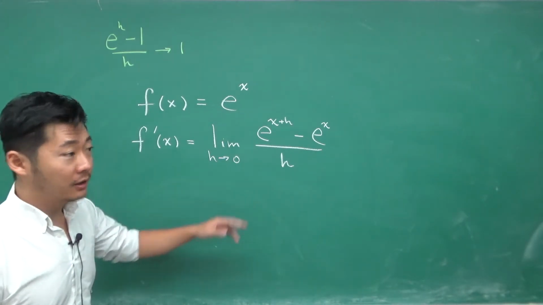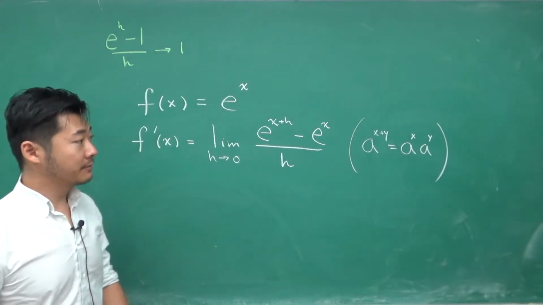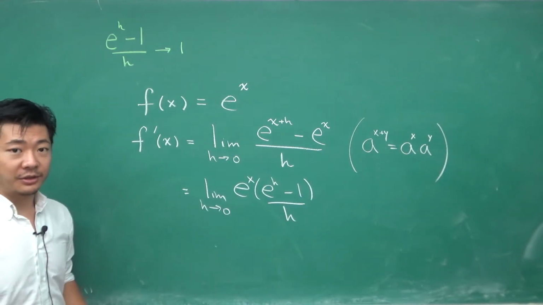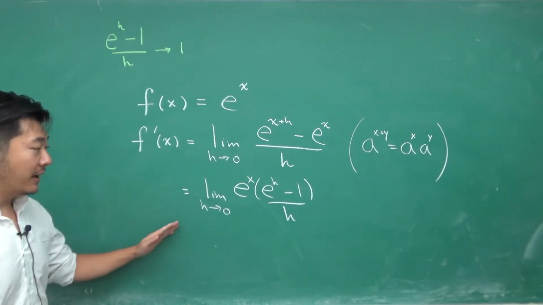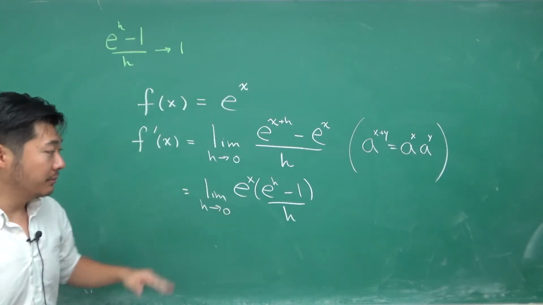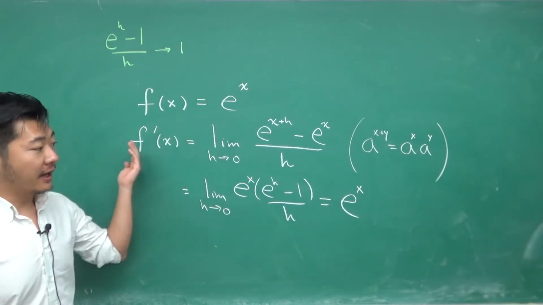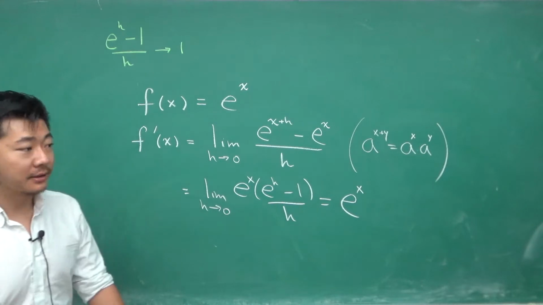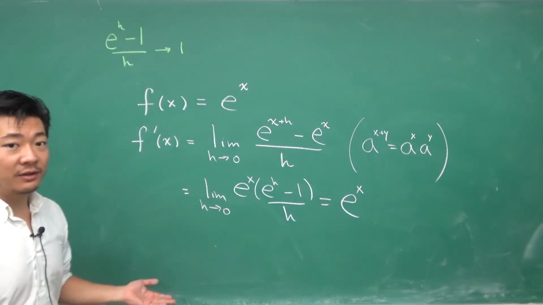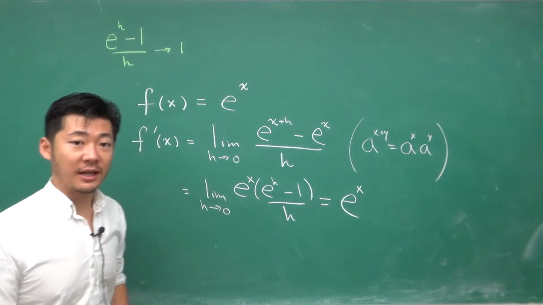Now, recall that addition in the exponent is multiplication in the base, so we can factor out an e to the x, and we get this expression. The number e was defined to be the number such that this limit goes to 1 as h goes to 0, and so the derivative of e to the x is just e to the x. e is the special number so that the derivative of the exponential function with this base is e to the x.